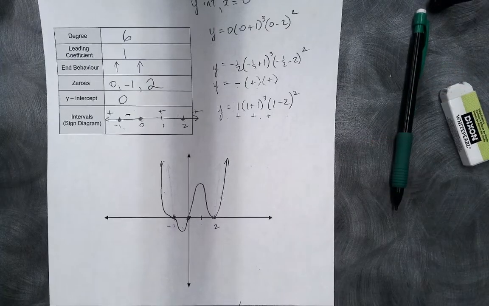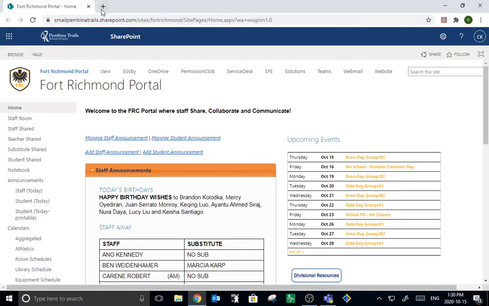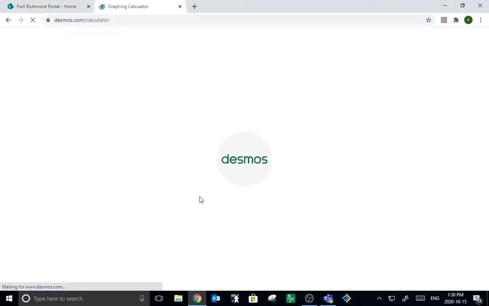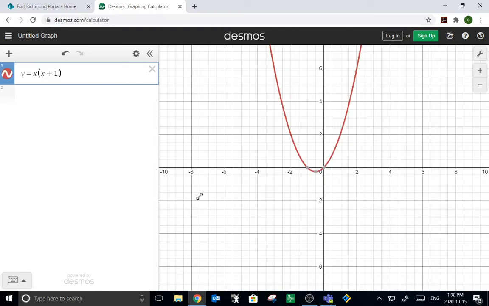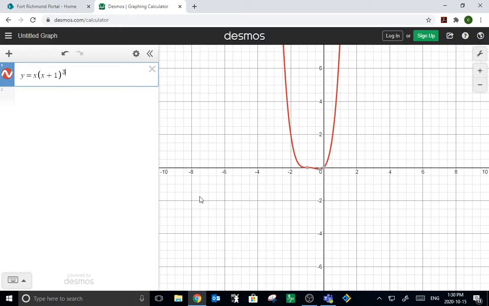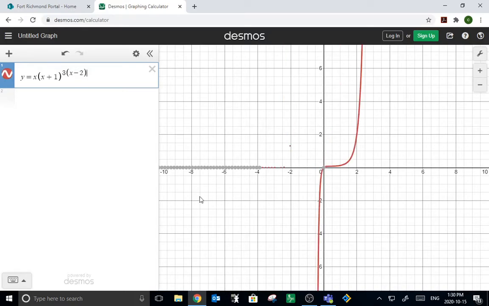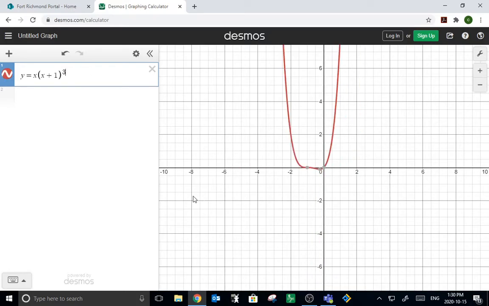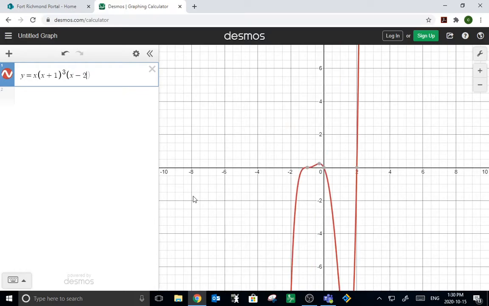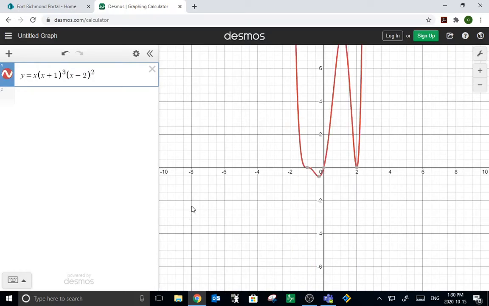So, just for fun, I'm going to check on Desmos what we got here. See how close we are. So I'm going to go to display capture and go to Desmos. I haven't even opened Desmos yet. And I'm going to graph this thing, see how close my picture is. So y equals x times x plus 1 to the power of 3 and times x minus 2 squared. X minus 2 all squared. And whoa, I didn't notice that didn't work. Let's try that again. X minus 2 all squared. There we go.